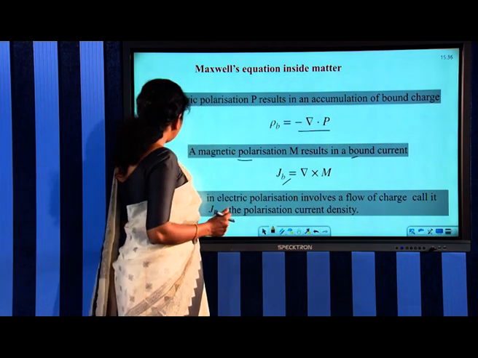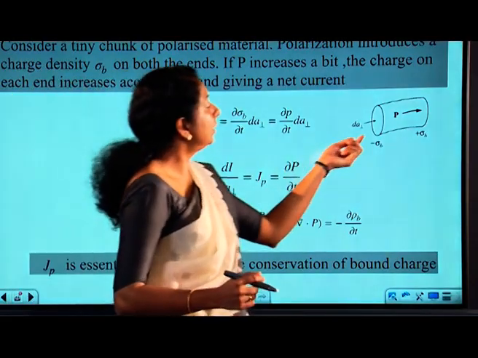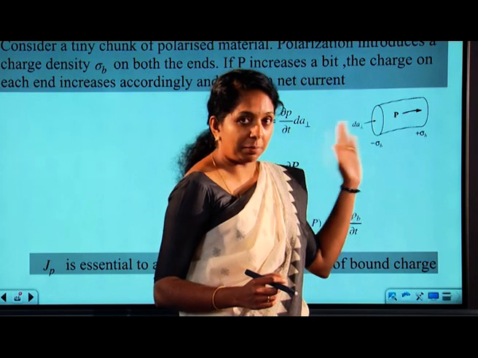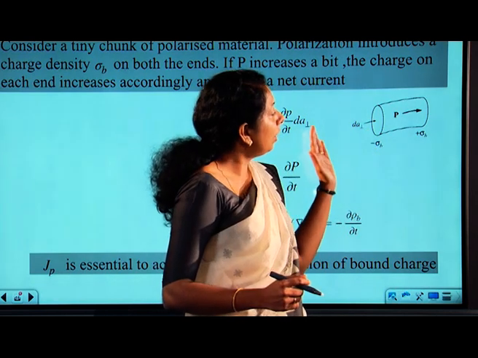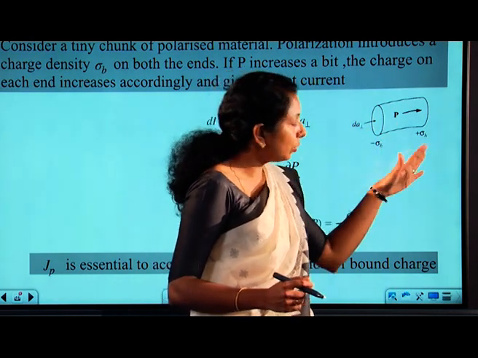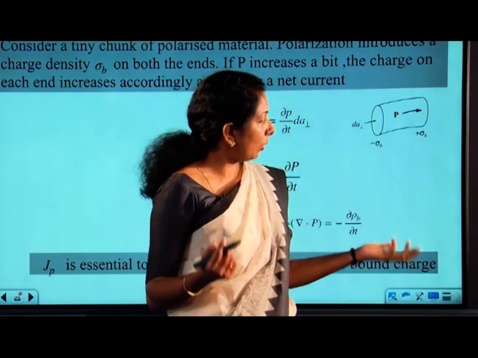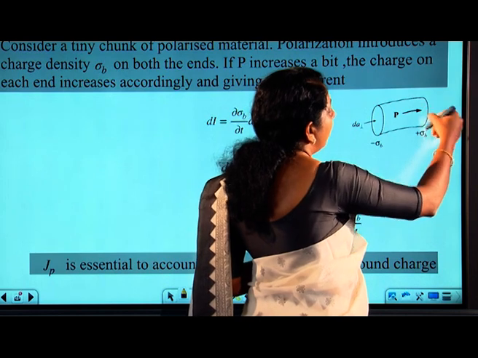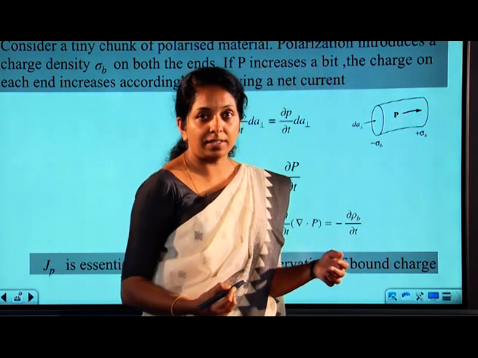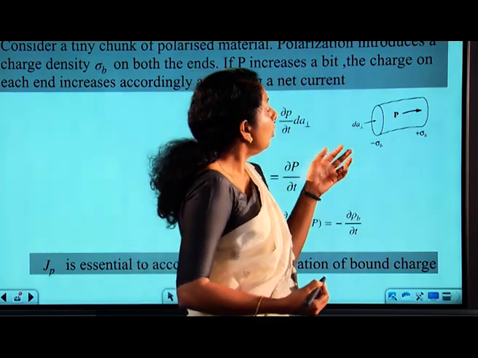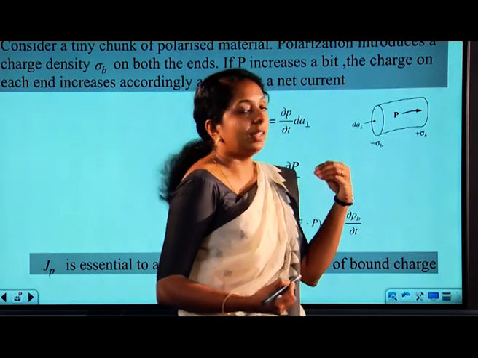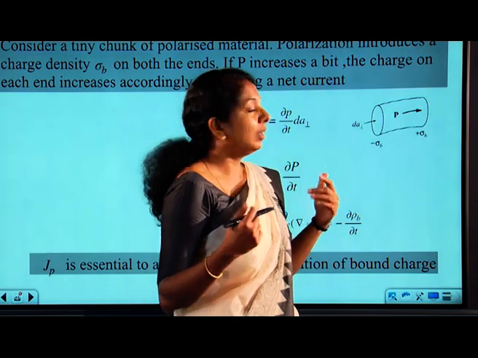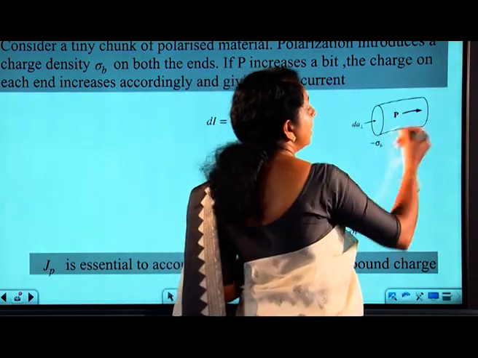To understand that, we consider a tiny chunk of material. To that material we are applying an electric polarization. When we apply polarization or an electric field to this material, it undergoes polarization and a charge density sigma b is collected at one end and minus sigma b is collected at the other end. Now, we keep on increasing the polarization or changing the electric field. Then what happens? Here P is in this direction.